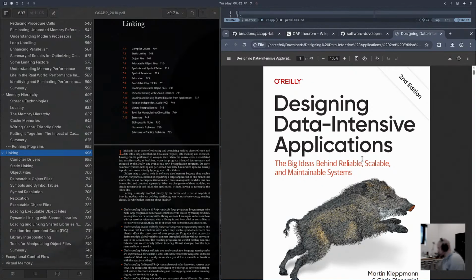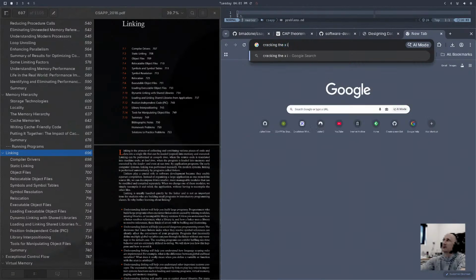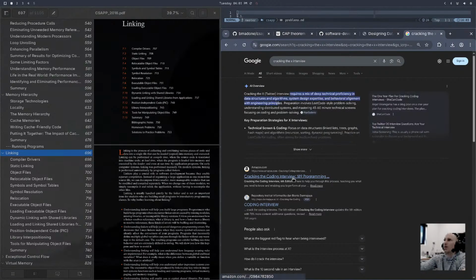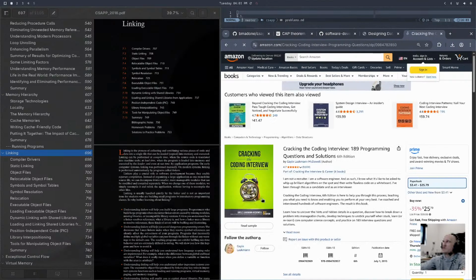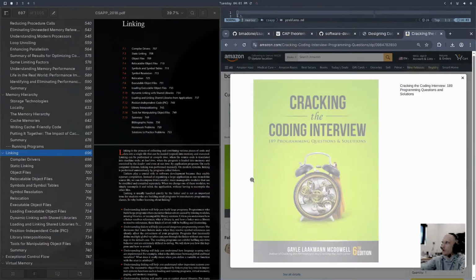And this book was really valuable, Cracking the Coding Interview. If you're going to get one book for interviewing, for software engineering, that is, it would be this book. But I don't know what type of roles you're applying for, or what you actually want to do with your career. Cracking the Coding Interview is for software engineering. Let's see, Cracking the X Interview. So this is the one for software engineering here.